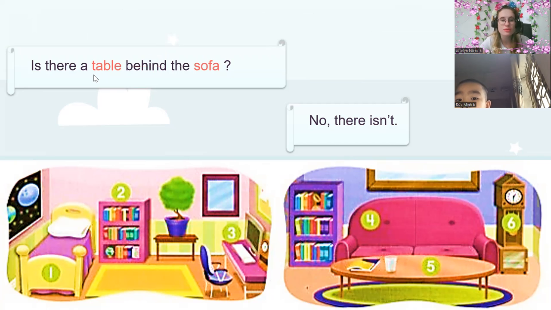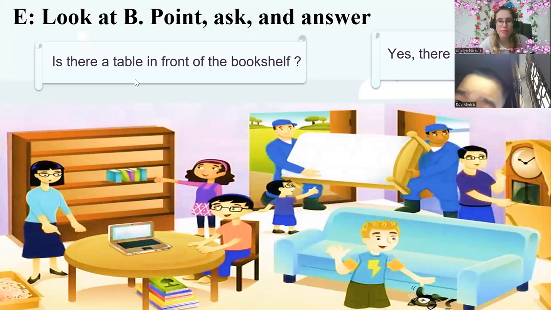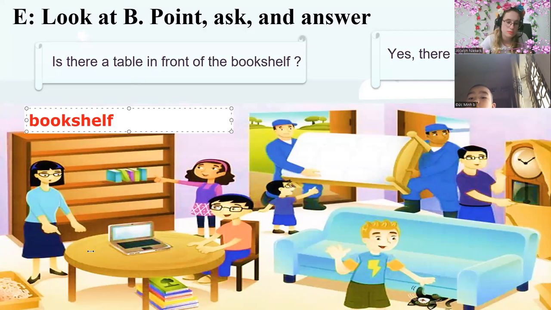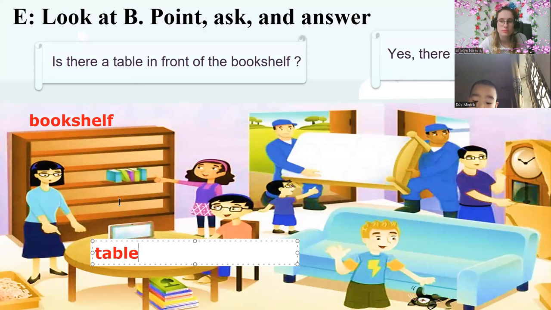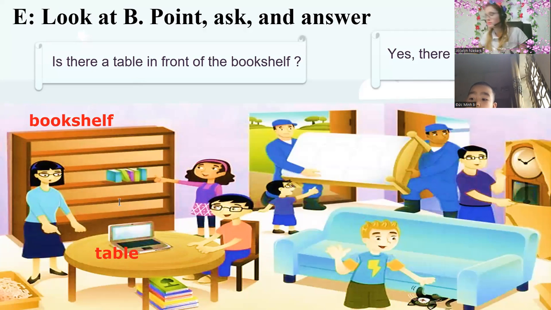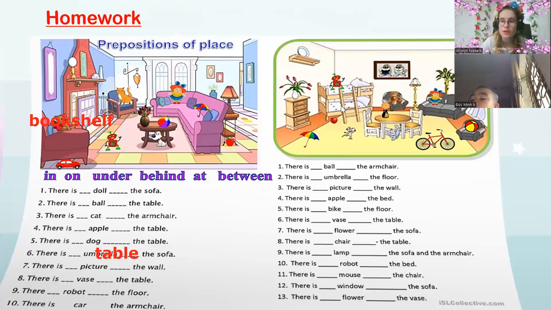Is there a table in front of the bookshelf? Yes, there is. Good work. All right. I will send you your homework.